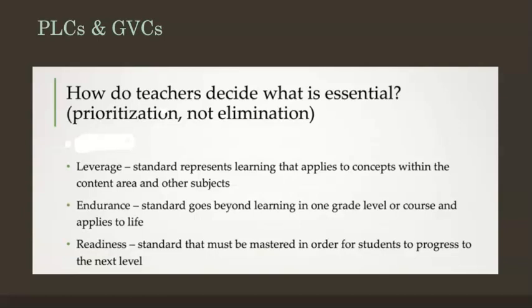So, for example, we talk about picking out priority standards, power standards. Different districts call them different things, but it's whatever that standard is that's going to apply across multiple content areas. And that leads us to bullet number 2, is thusly enduring. So the endurance factor, does the standard go beyond learning in one grade level or course and apply to life? And then lastly, readiness, the standard that must be mastered in order for students to progress to the next level.